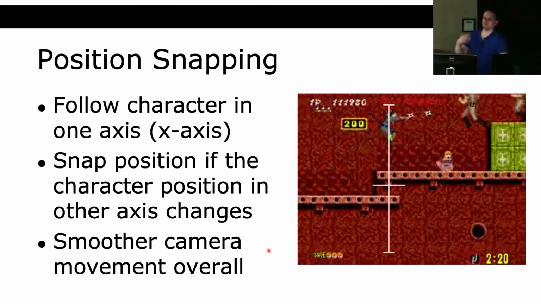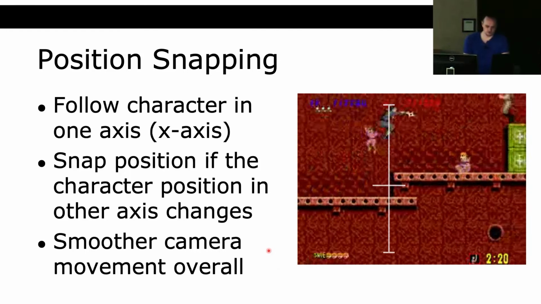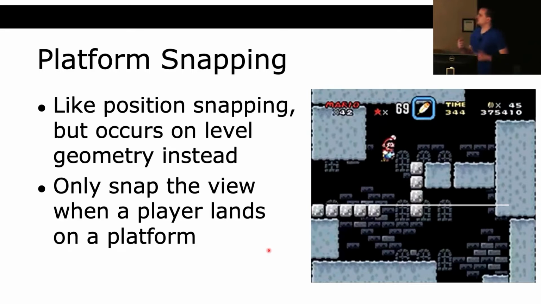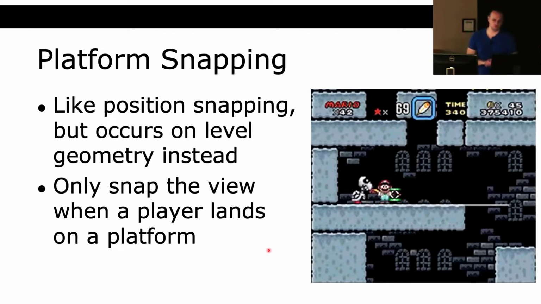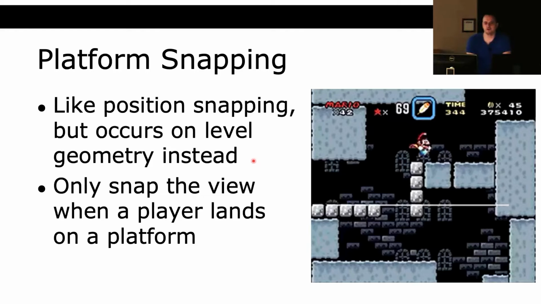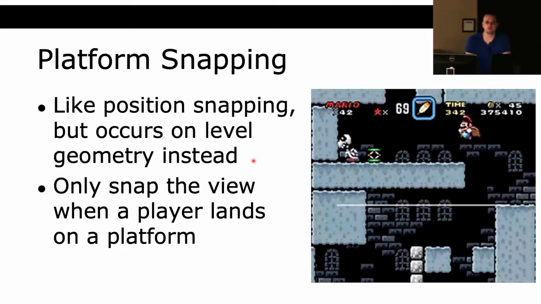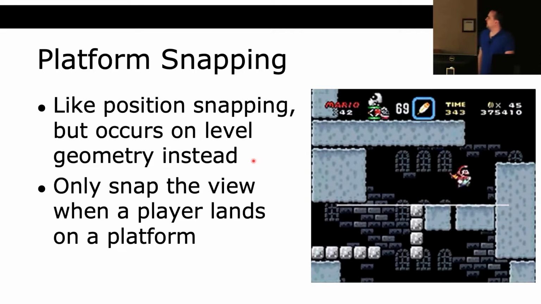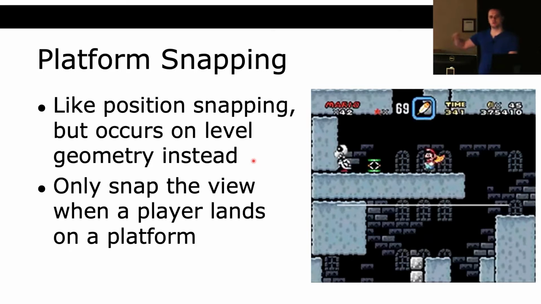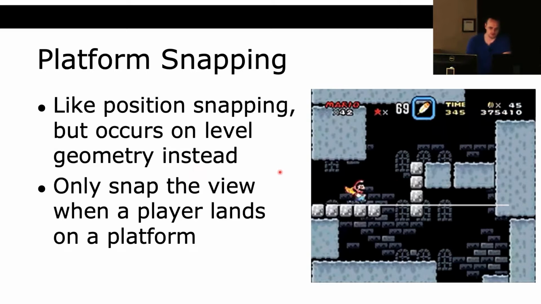So this is almost a case of that smoothing type of motion applied to this camera, but only in one direction. Another example where it's not necessarily locking onto the player, but it's locking onto the platforms in the game, right? Here in Super Mario World, it's like position snapping, but it occurs based on logic based on the game world instead of the player's position. You might think of this as, whenever we detect that the player has landed, then we will snap to that position in that particular direction. It only snaps the view when the player lands on a particular platform.